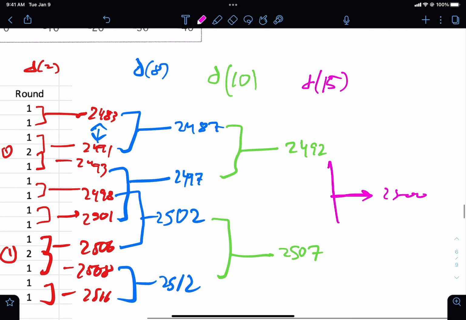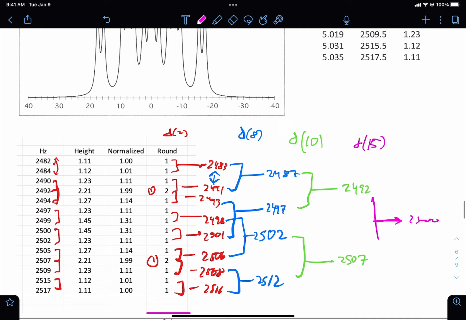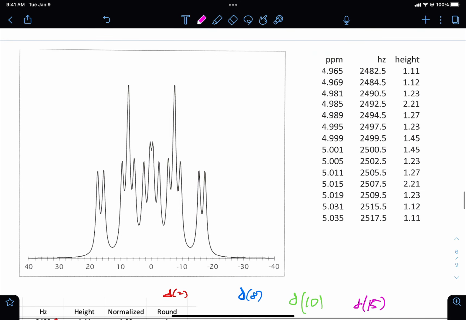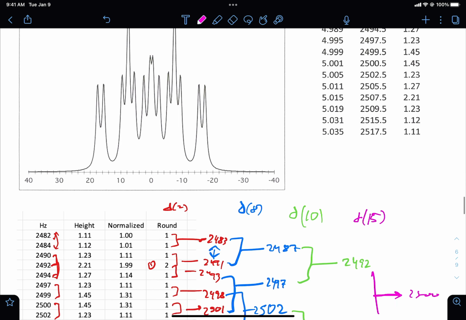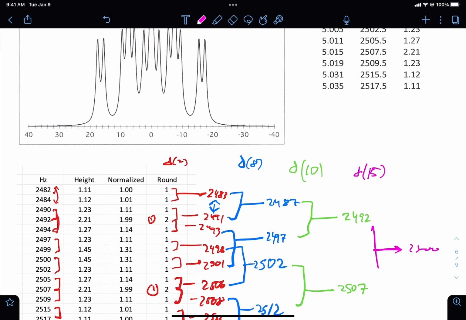So that is what you see here. And would you have known that just by looking at the shape? No, you wouldn't have. At least I don't think so. I would not have looked at that shape and thought, oh, that's a doublet of doublets of doublets of doublets. But by disentangling the numbers, you can solve that.